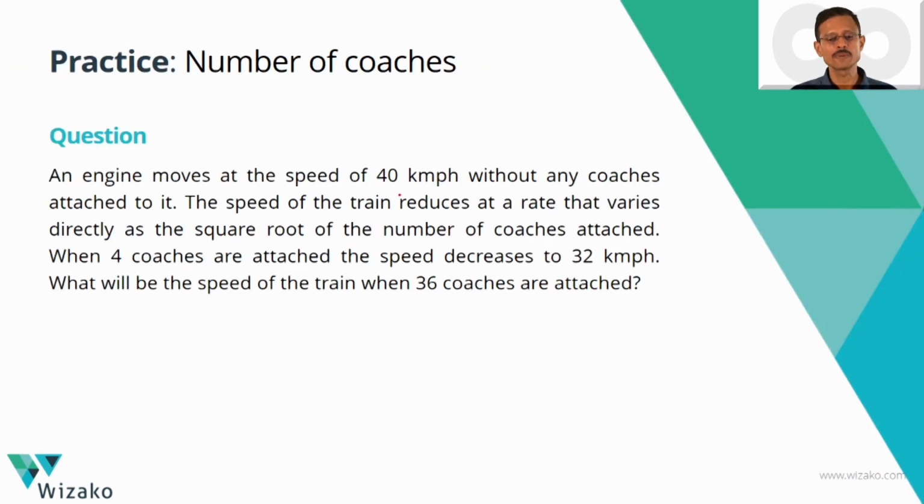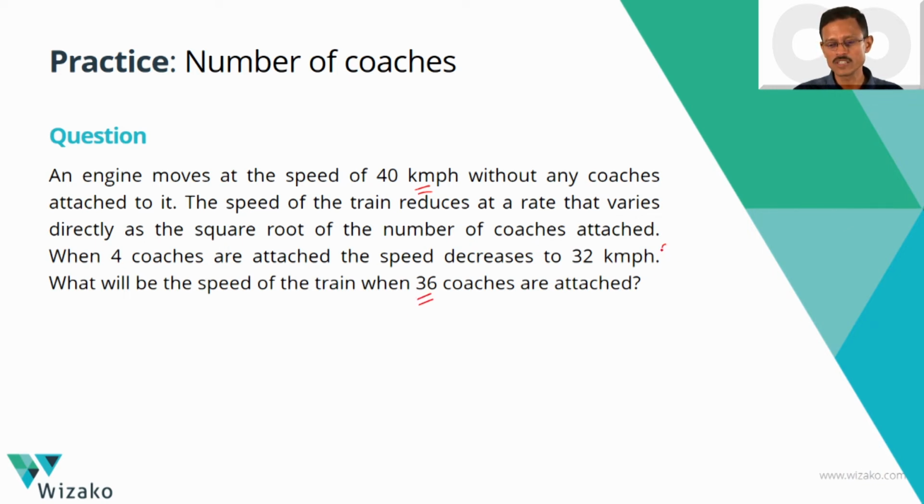An engine moves at the speed of 40 kilometers per hour without any coaches attached to it. The speed of the train reduces at a rate that varies directly as the square root of the number of coaches. So the reduction in speed is linked to the number of coaches, but it is not in direct proportion. They've given us a couple of instances and we need to find out the speed when there are 36 coaches.